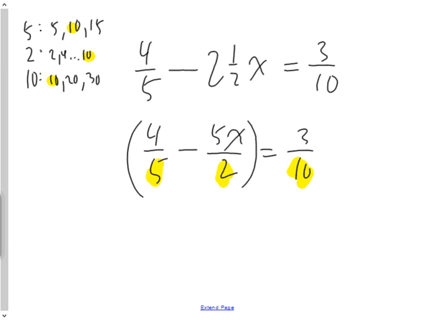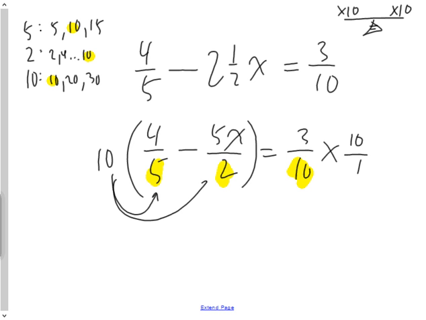Use your brackets to remind yourself that it's more than one term that has to be multiplied by 10. And multiply this side by 10 as well. And again, just to remind you, not to be redundant, but if you multiply one side by 10, and the other side by 10, it will maintain equality. Because you have more than one term, you need to use the distributive property.